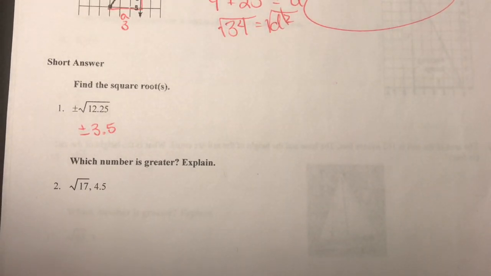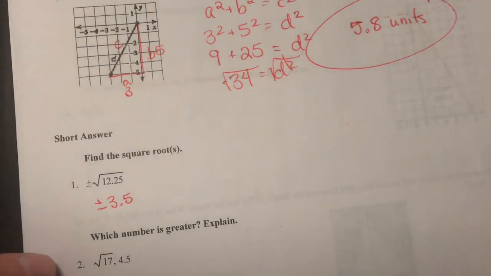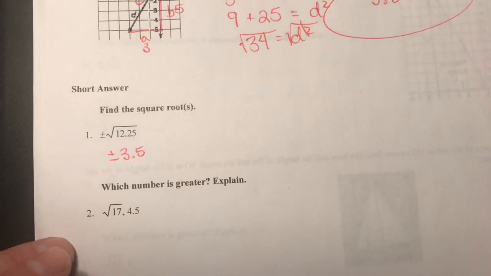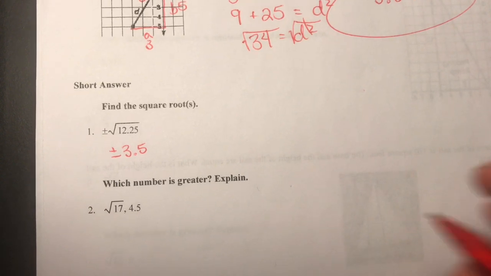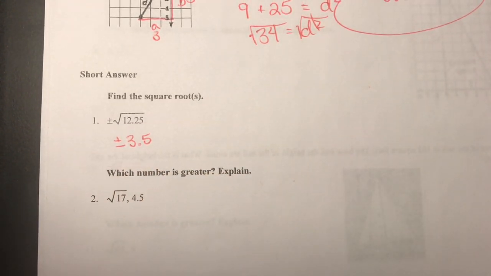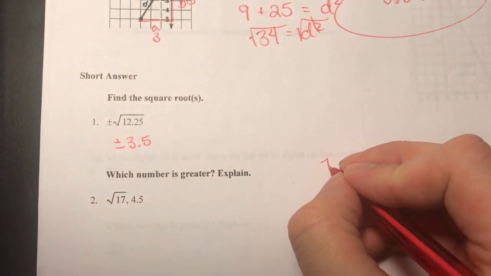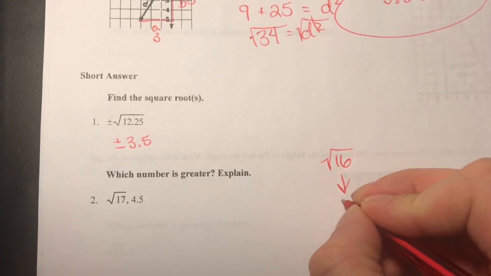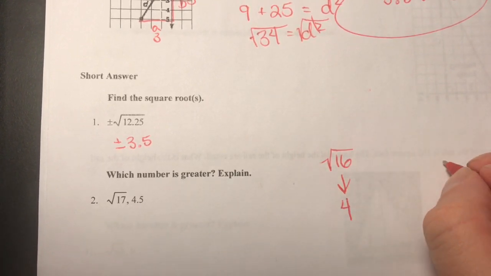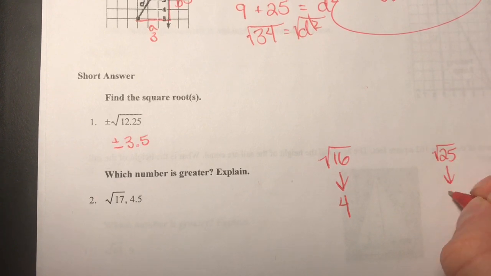Well, let me use my calculator. Oh, I dropped it. Crash, bang, poof, bang. I lost my calculator. How embarrassing. Well, I don't know what the square root of 17 is. I don't. But this is what I do know. I do know that the square root of 16 is 4. And the next perfect square up is square root of 25, which is 5.